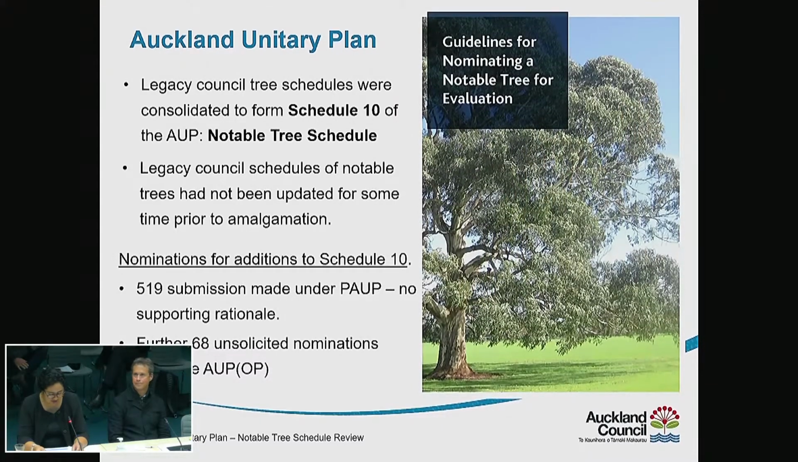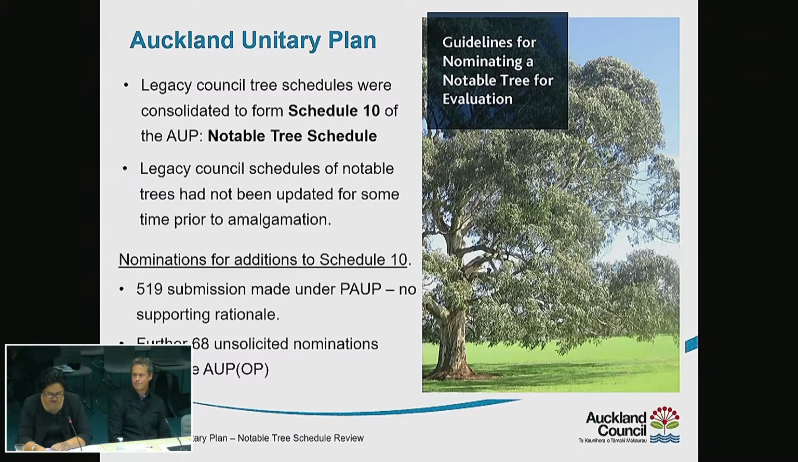A total of 519 submissions were made under the proposed Auckland Unitary Plan, requesting that additional trees be added to the schedule. However, no supplementary evidence or information was provided with those suggestions, and so these were unsuccessful in being added. Since the AUP became operative in part in 2016, a further 68 unsolicited nominations have also been received. All of these nominations remain unaddressed in a database held by Plans and Places.